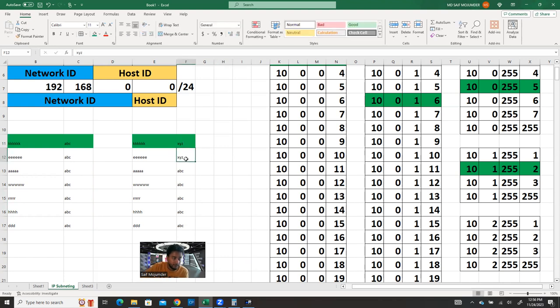Think about this being your friend, who has the same three brothers and three sisters, and a father. All of them have their own unique, different names. Maybe a first name can be the same, but the family name is different, right? So your friend's family name is XYZ, right? That means if the number is the same, if the IP is the same, but the last name, the family name, is different, they are not your family members. Two different families means two different networks.